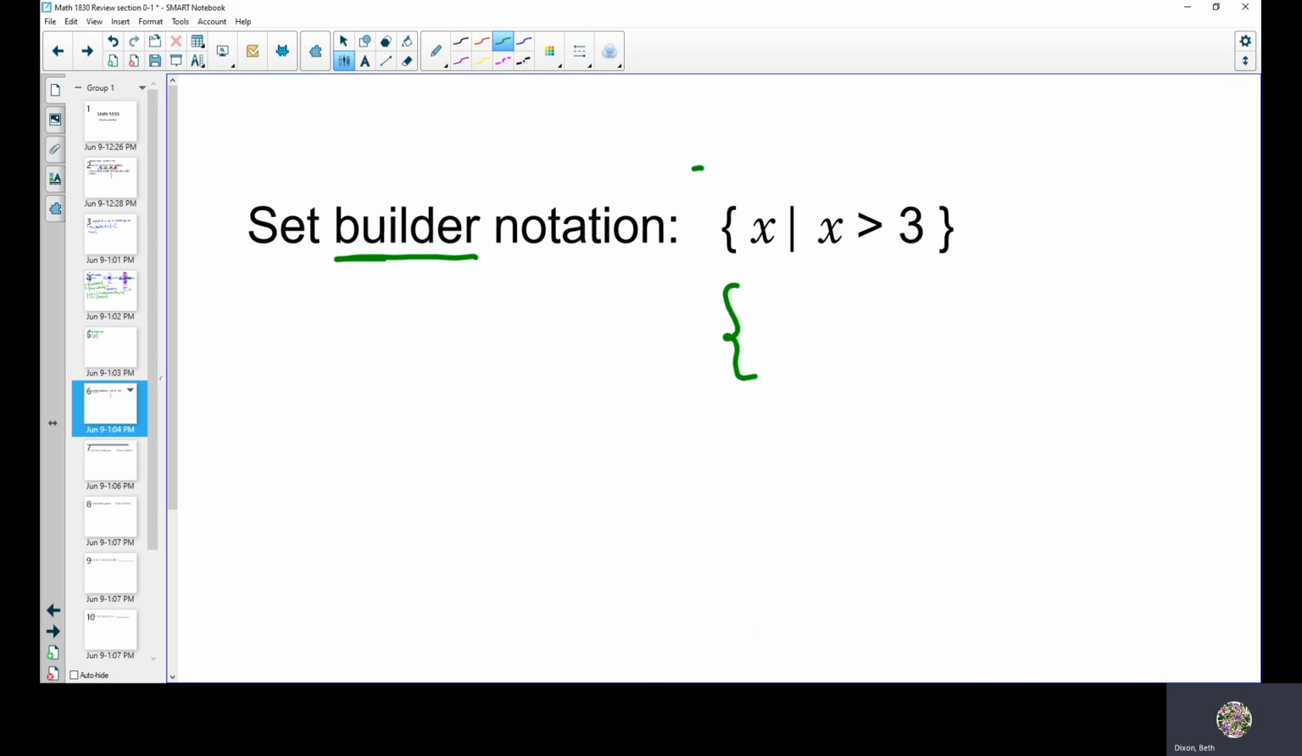A set is always listed in these braces. So we make our braces. Then it tells you which variable you're going to use. In this case, it tells you that you're going to use x. If I were making it in y, I would write y. If I were using the variable z, I would then write z. So whichever variable I want to use next. Then once I've written my variable, I write this little bar here. That bar means such that.